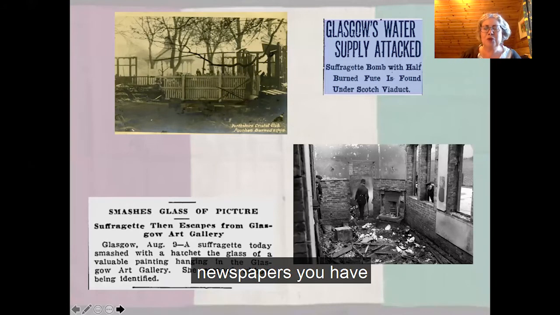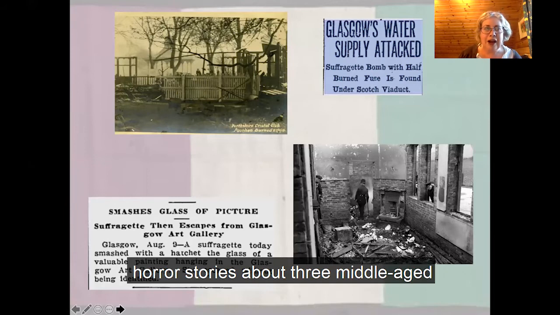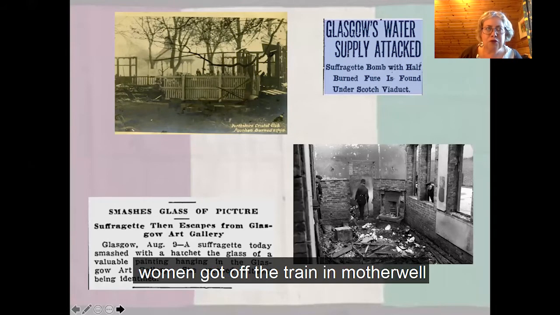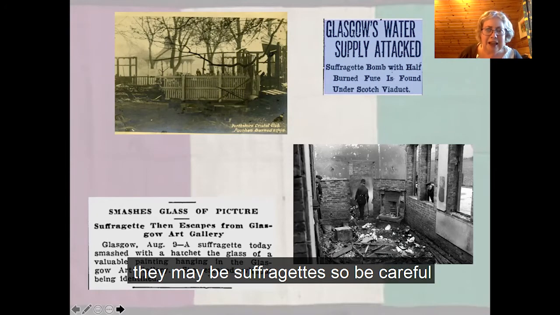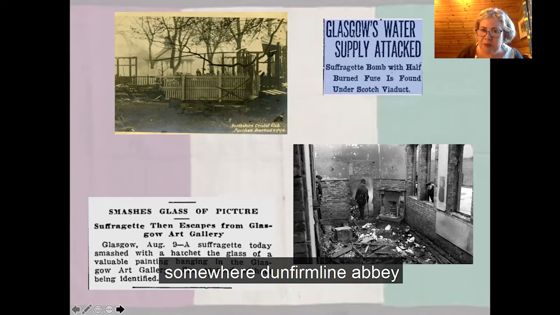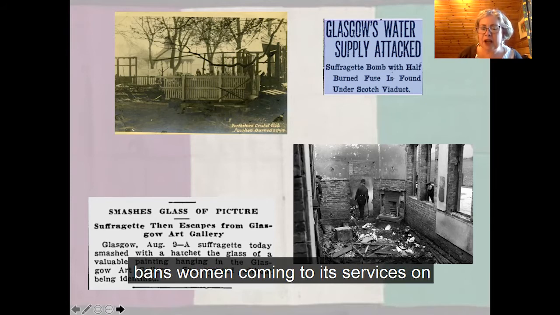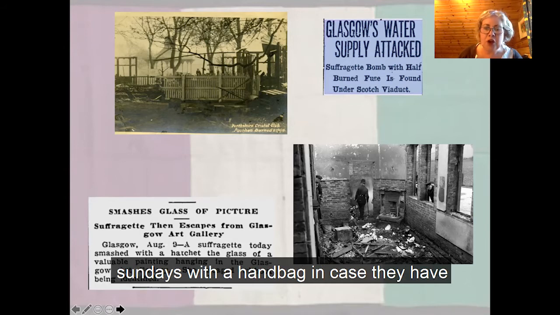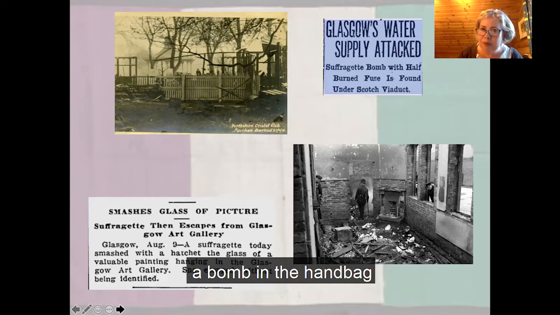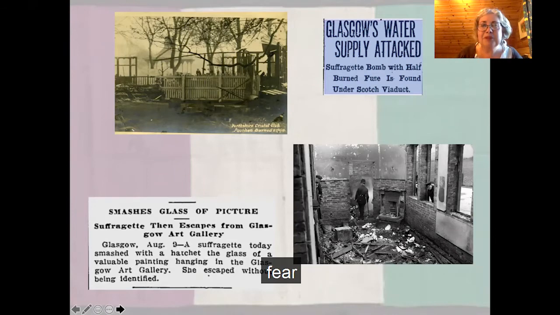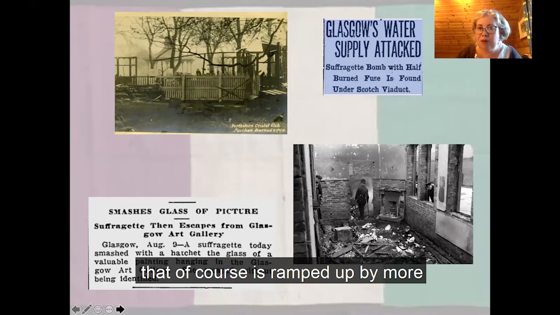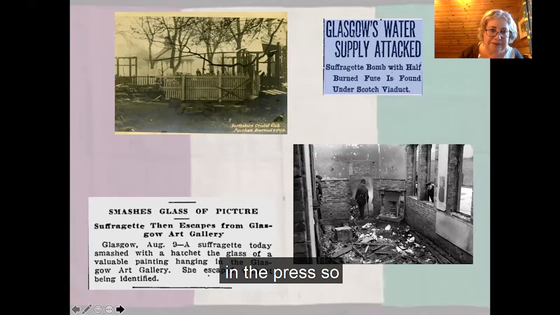In newspapers, you have horror stories about three middle-aged women who got off the train in Motherwell this morning. We suspect they may be suffragettes, so be careful because they might be ready to bomb somewhere. Dunfermline Abbey bans women coming to its services on Sundays with a handbag in case they have a bomb in the handbag. So we have a real sort of suffragette fear that, of course, is ramped up by more and more coverage in the press.